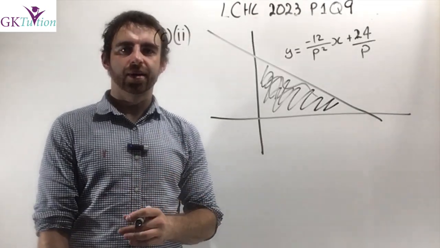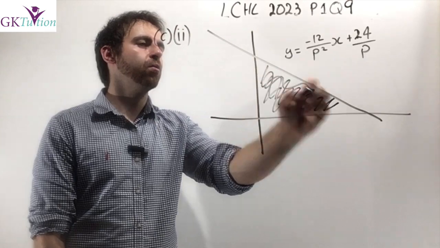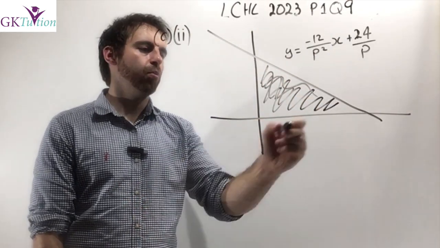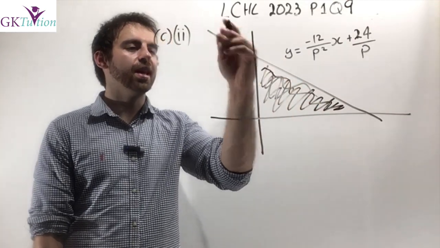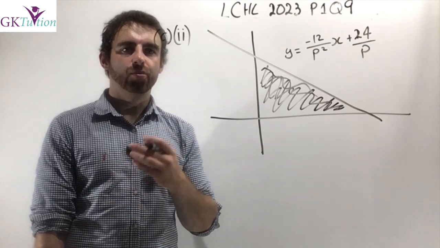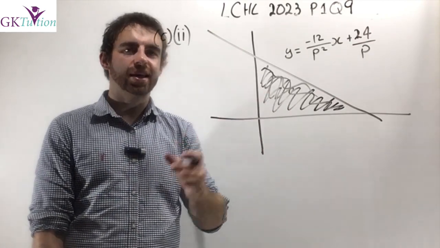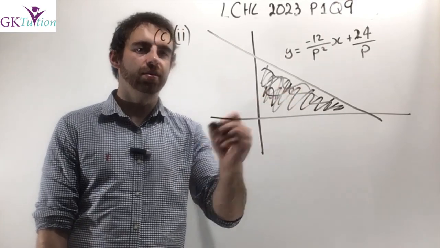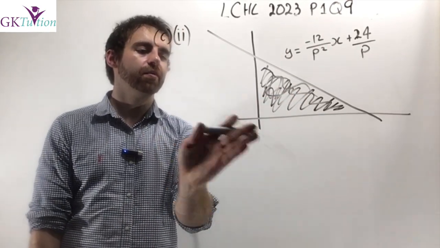And in the very last part of this question, we're given the line y equals minus 12 over p squared x plus 24 over p. And where the shaded region is the area between the line, the x-axis and the y-axis. And we're told that the area of this region is k, find k. In other words, find the area of this triangle. So the question is to find the area of a triangle.